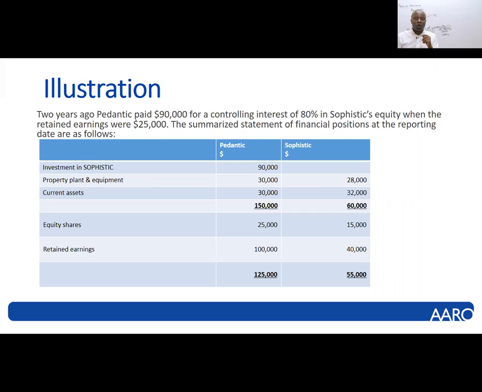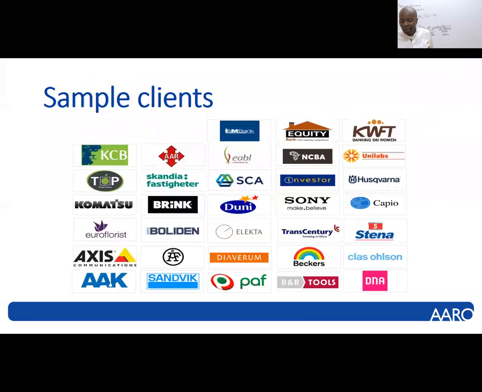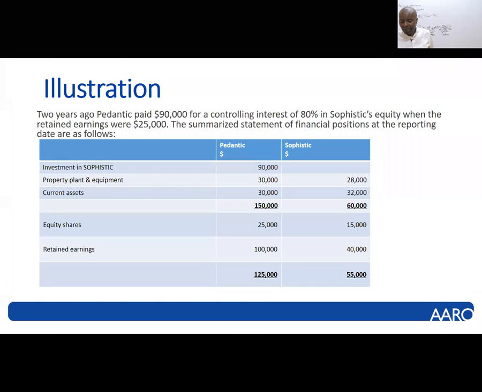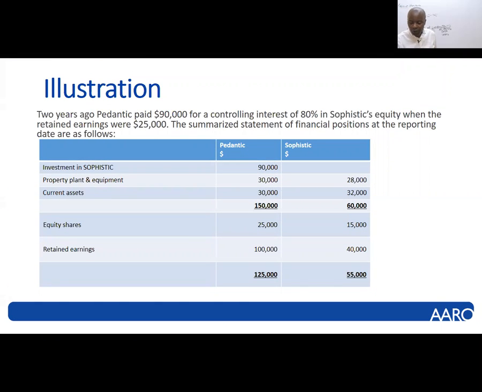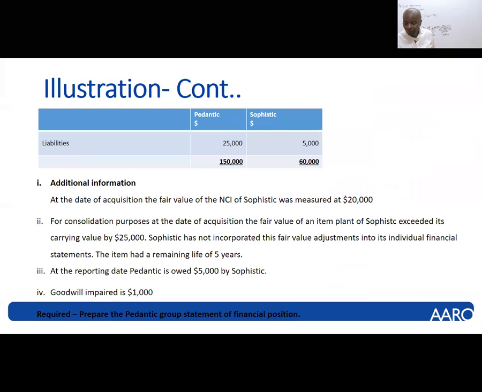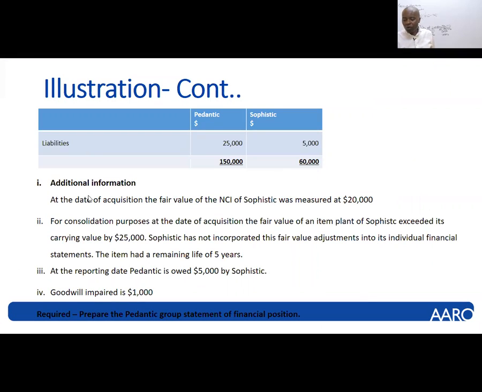Fair values of the subsidiary's assets. So we are told here, there is a very important statement, which tells us that at the date of acquisition, the fair value of NCI of Sophistic was measured at 20,000, not NCI. We are looking at net assets of what year? Of the subsidiary. Note number 2.